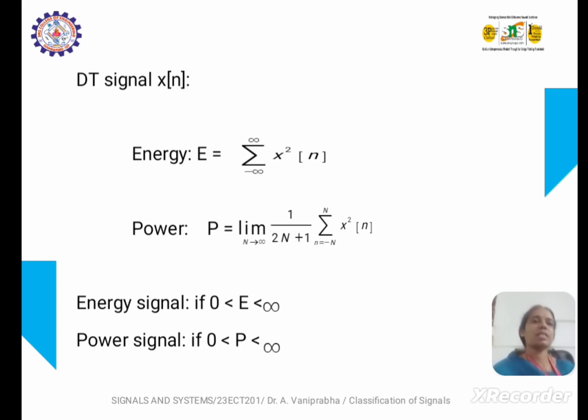In the case of discrete time signal, energy is calculated as the summation from minus infinity to plus infinity of x square of n. Similarly, power P is equal to the limit as N tends to infinity of 1 by 2N plus 1 times the summation from n equal to minus infinity to plus infinity of x square of n. Here also for the discrete time signal, a signal is said to be an energy signal or a power signal only if it is greater than 0 or less than infinity and it holds a finite value.